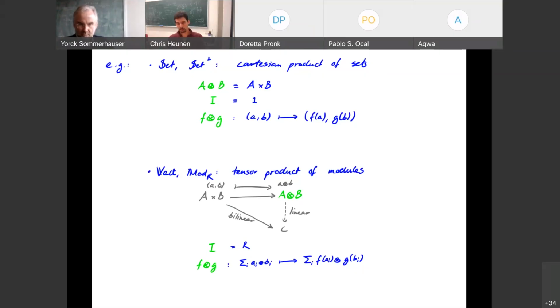But you have other examples of monoidal categories. For example, the categories of vector spaces and modules over a ring. You can take the tensor product of modules. So this is something you've hopefully all seen before. If I have two modules A and B over R, I can build a third module A tensor B such that bilinear maps from A times B to some other module C are in one-to-one correspondence with linear maps from the tensor product to C.